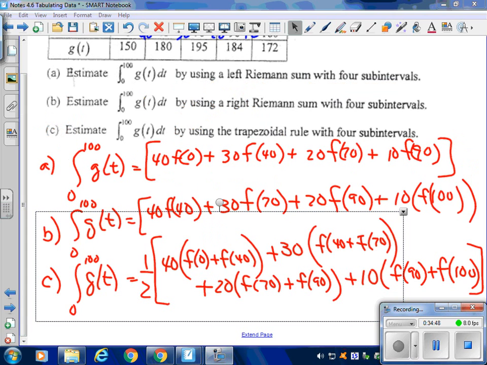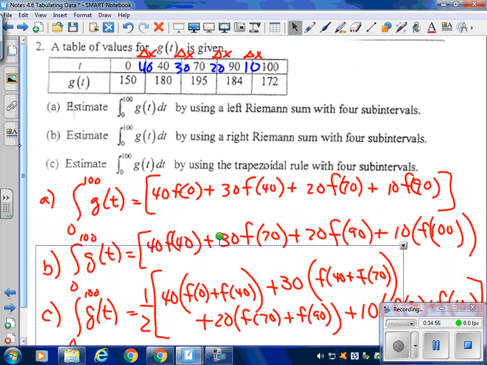All right, so looking at this left, right, and trapezoidal sum for 4 subintervals, what we discovered was this problem is different because it doesn't go up by 40s or 20s all the way through. It goes up by a different amount between every set of numbers. And so instead of putting delta x in front of the whole problem, you had to put delta x with each function's y value because of it being different.